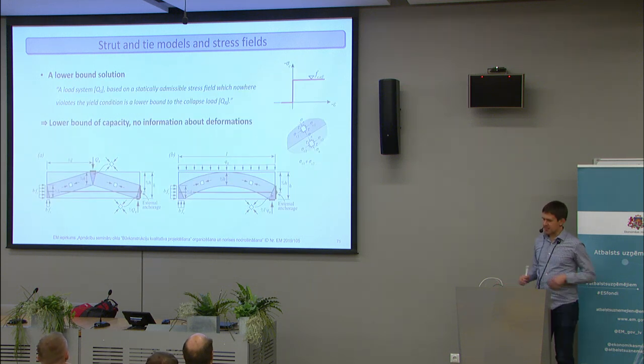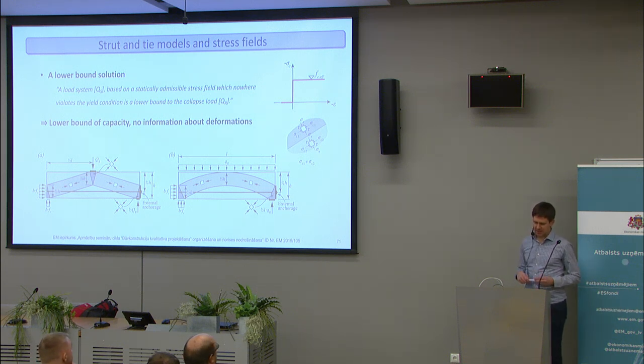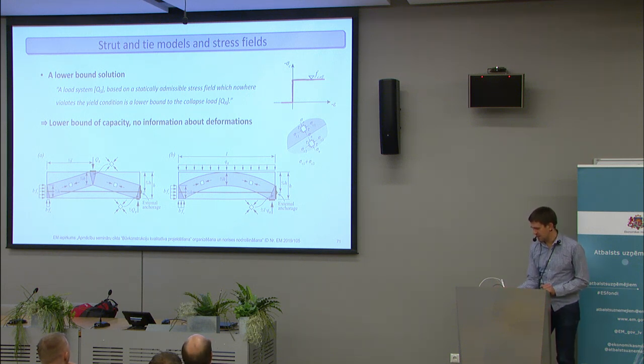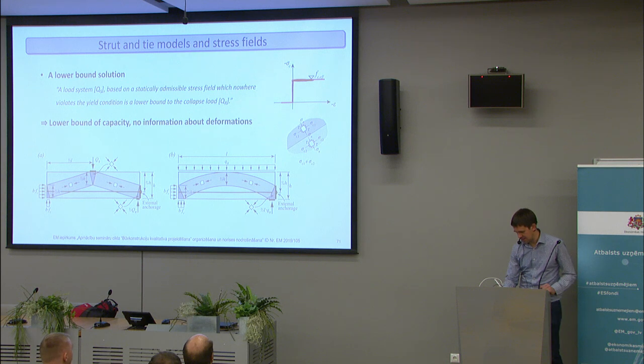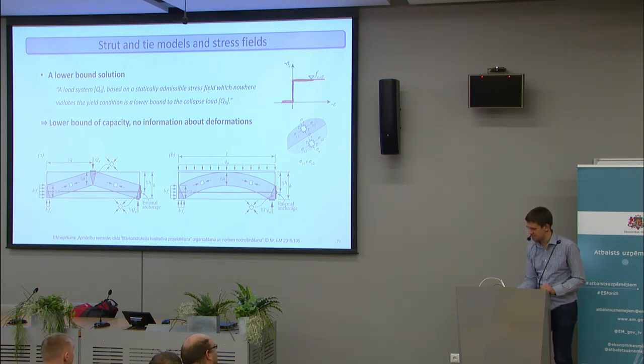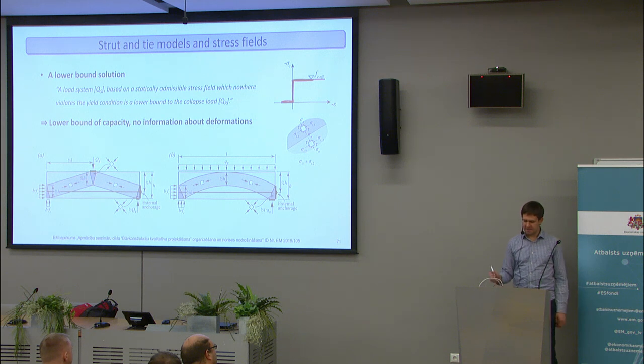So as I said, it's actually a lower bound solution. We are choosing a stress field that doesn't violate the yield condition. That means the stresses remain below the yield strength of concrete. And we are not concerned with the deformations. We don't look at the deformations because our material model is from the theory of plasticity. It's rigid plastic. So if the stress is below or equal to the yield stress, then the deformation is zero.